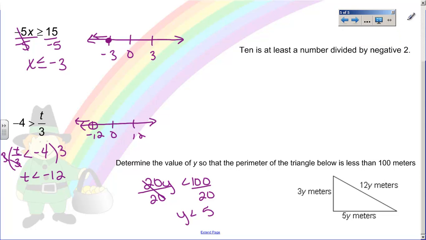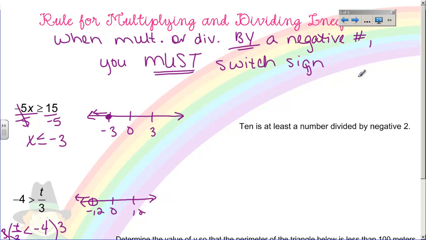Do not forget the rule about multiplying and dividing with a negative number. Make sure you remember that. And try this one on your own. The 10 is at least a number divided by negative 2.